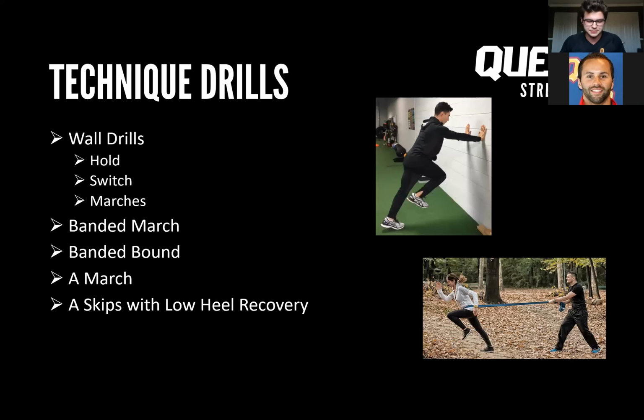Couple technique drills. So the wall drill is a big one. Here, if you see in the top picture there, he's leaning up against the wall. He has that posture that we want with the forward lean all the way to the back leg. So we can get into this posture, and here we can hold and keep our legs and joints in the angles that we want. We can switch, march, and this just helps us get into position so we can focus on what these positions feel like.